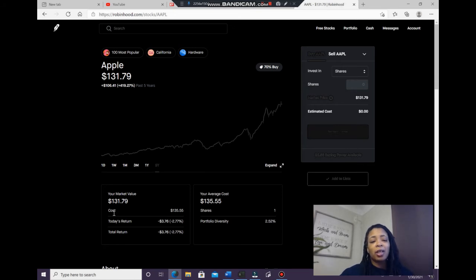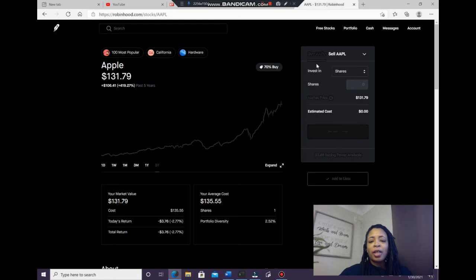As you see, it's gone up and down, up and down, up and down. Over the past 5 years, as you see right here, it's up over 419.27% in the past 5 years. Not saying that that's what it's going to be for the next 5 years. I actually think it's going to be even more than that, because we all know somebody who owns an Apple product. Apple's not going anywhere. So I like Apple, but definitely not saying invest in Apple.